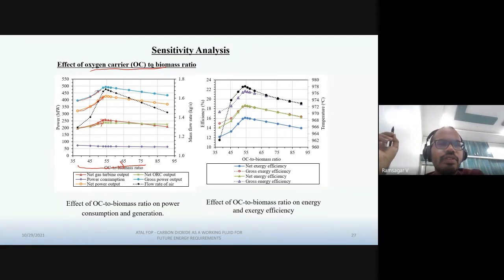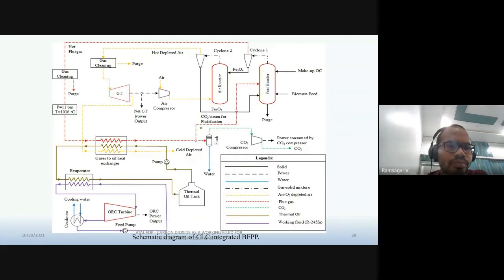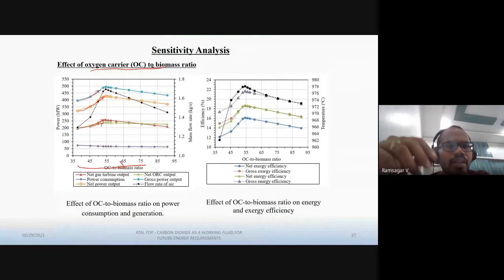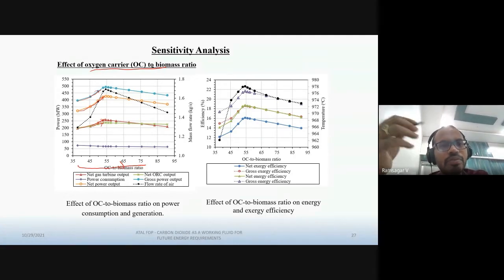The reason for this increase is mainly that as we increase the oxygen carrier, the amount of oxygen required for complete combustion is being met, because this oxygen carrier supplies the oxygen in the fuel reactor. So the amount required to completely combust the biomass is available. As the biomass combustion increases, it releases more energy, and that increased amount of energy ultimately leads to an increase in the power outputs.